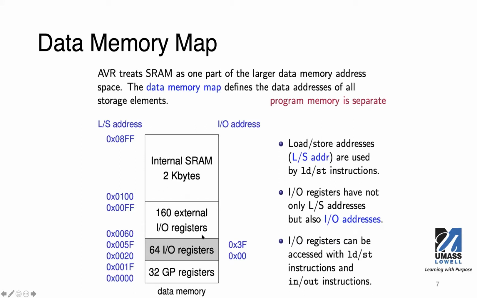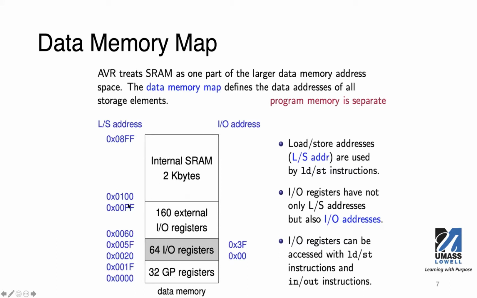So all things you see here are not related to program instructions at all. What we have here is the data memory. We have 32 general purpose registers. Each of them is 8-bit. And we have 64 I/O registers. And we have 160 external I/O registers mapped in this space. And then we have the internal SRAM, 2 kilobytes.